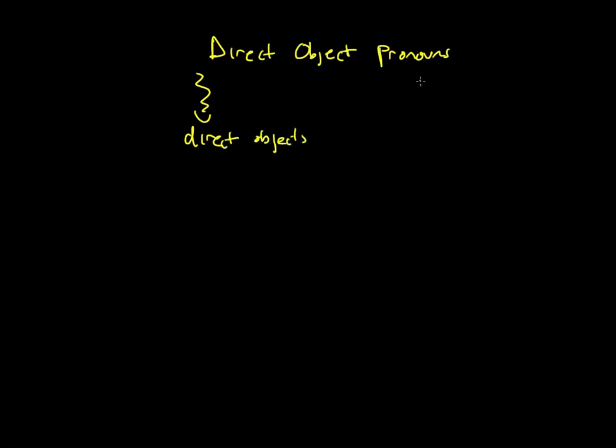Let's take a look at how to use direct object pronouns in Spanish. And direct object pronouns are used to replace direct objects, and they're also used to avoid being redundant in Spanish. Okay, we don't want to be repetitive. So let's write our direct object pronouns.